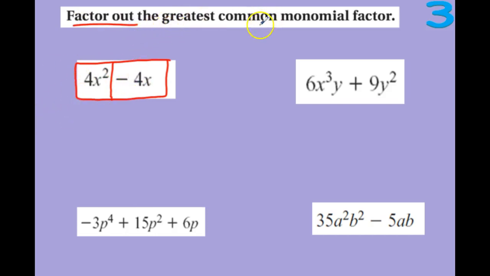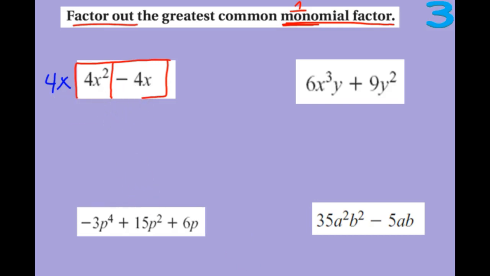It says the greatest common monomial factor. Mono means, remember, one term or one factor. So what do these both have in common that I could pull out? Think of literally taking something away from both of these. Well, they both have a 4. They're both multiples of 4. I could take that out. And they both have at least one x. So I could take out a 4 and an x.